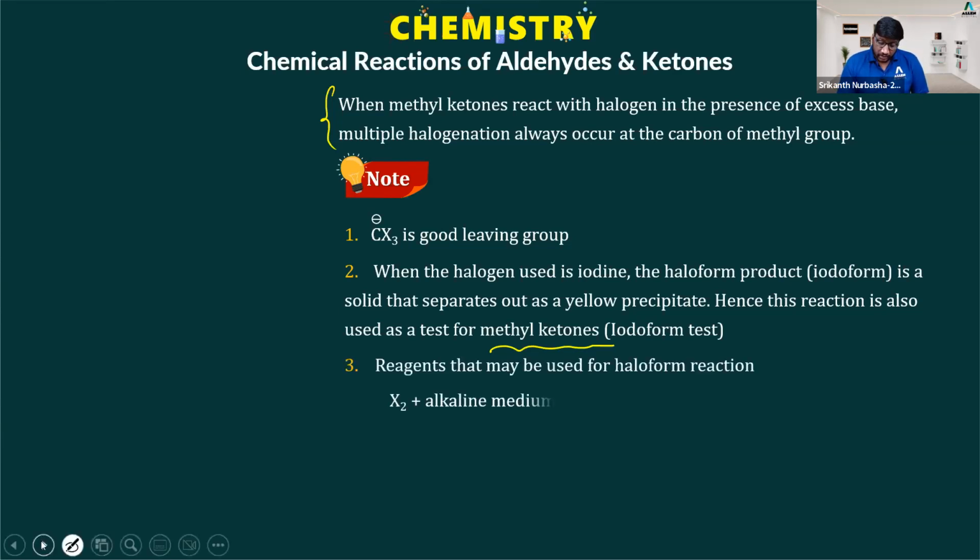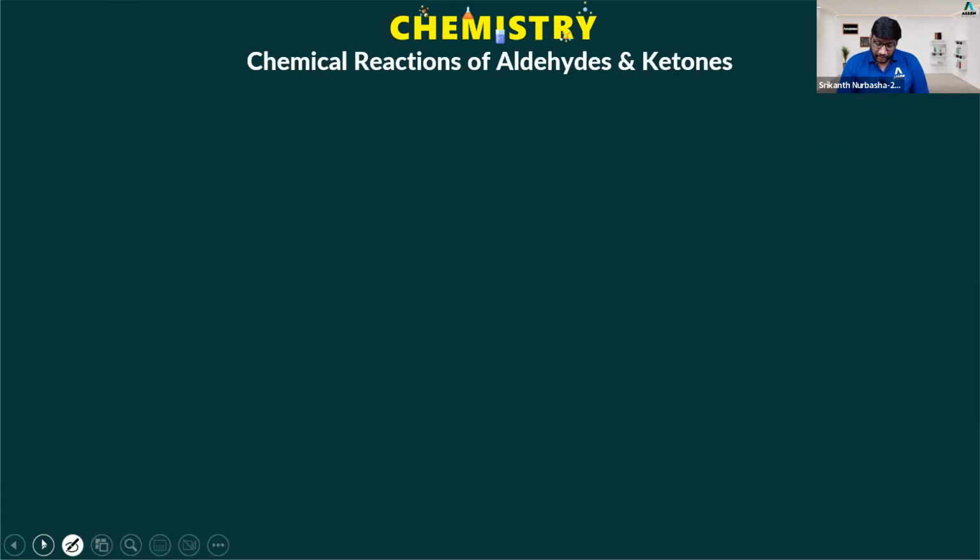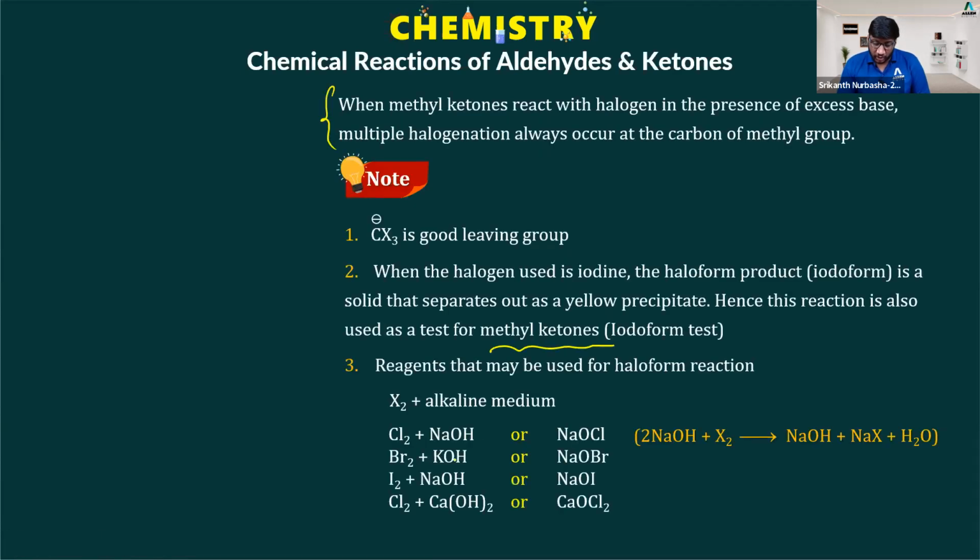And what type of reagents can you take? You can take Cl2 plus NaOH, Br2 plus KOH, I2 plus NaOH, like NaOCl, NaOBr, NaOI, CaOCl2, all these can be mentioned. These are all the reagents which are useful for the respective iodoform test. I can give X2 plus NaOH, or I can mention the same as NaOX, because NaOH reacts with X2 to form NaOX and NaX and H2O.